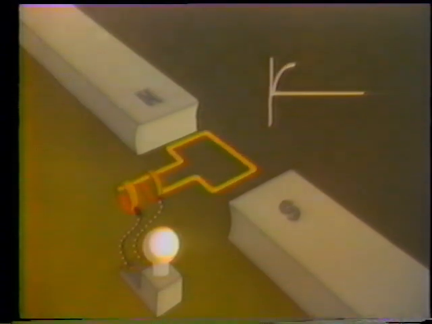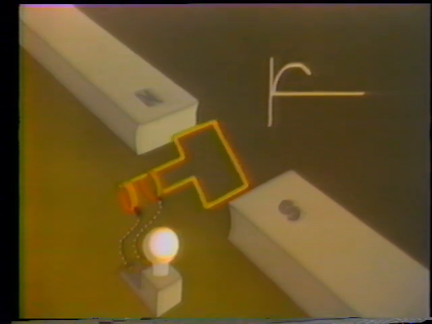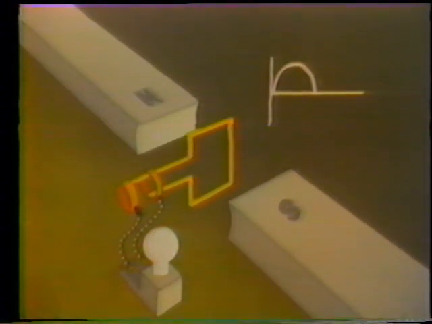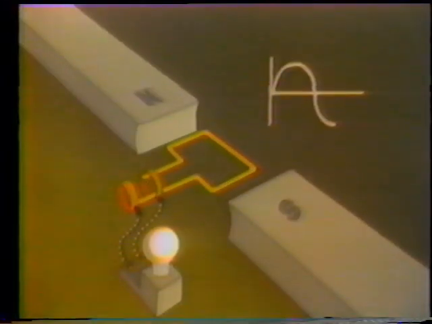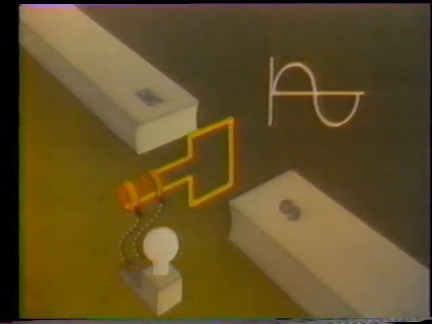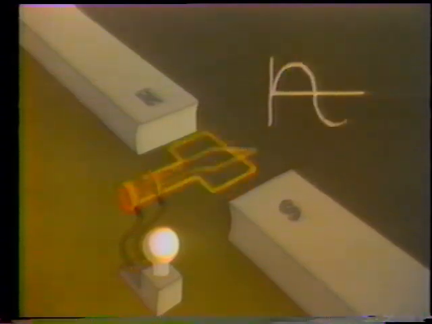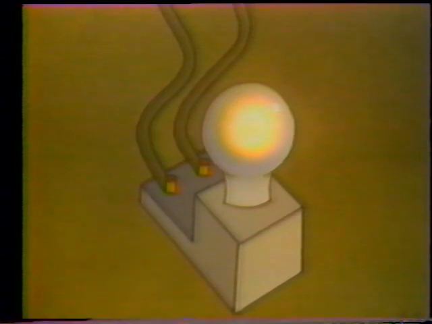During each cycle, the current flowing through the bulb causes it to brighten, dim, go out, brighten, dim, and go out again. This cycle is repeated 60 times per second in a typical power system. It's so fast that even though the bulb is actually turning on and off, it looks as though it's on all the time.